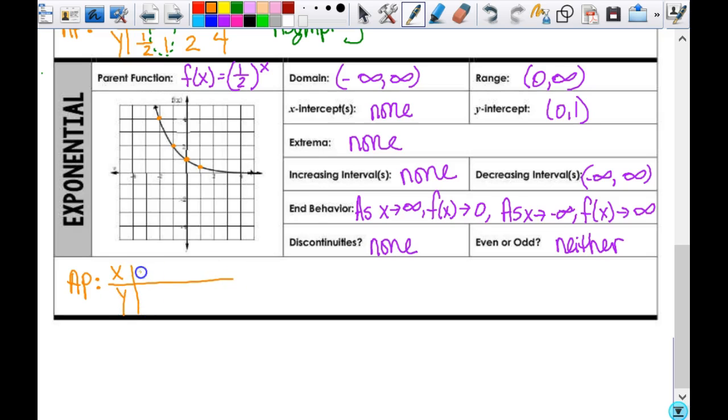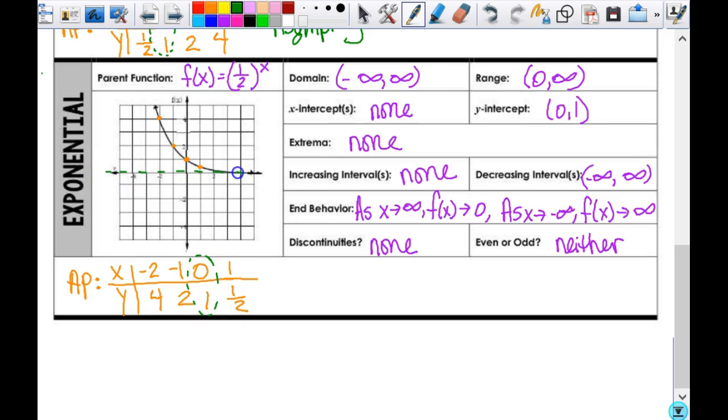We'll start out here at -2. So -2 will be at what? 4. -1 is at 2. 0 is at 1. And then 1 is at 1/2. And if that was 1/5 instead, then this would be 25, 5. This would be the same, right? And then that one would change.